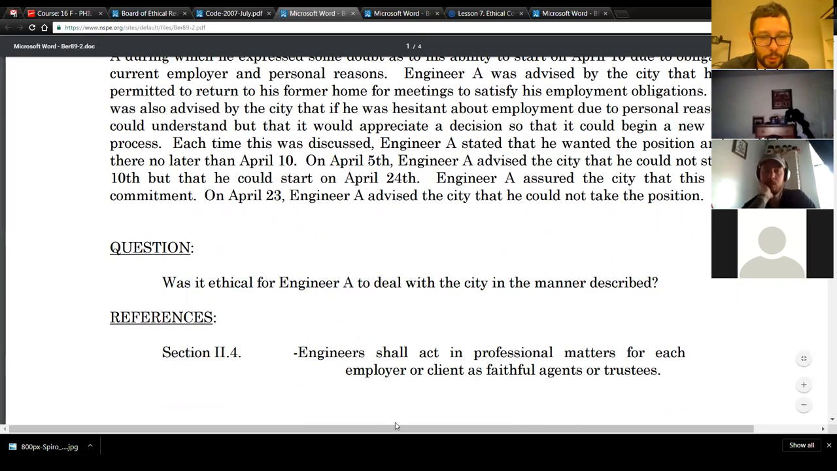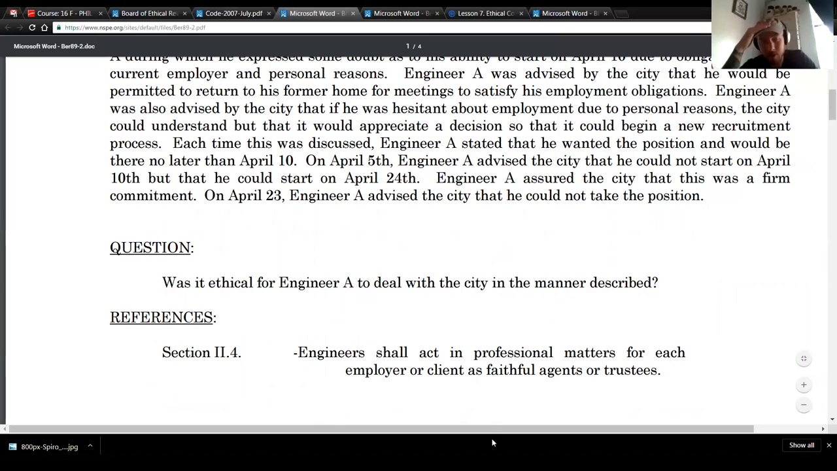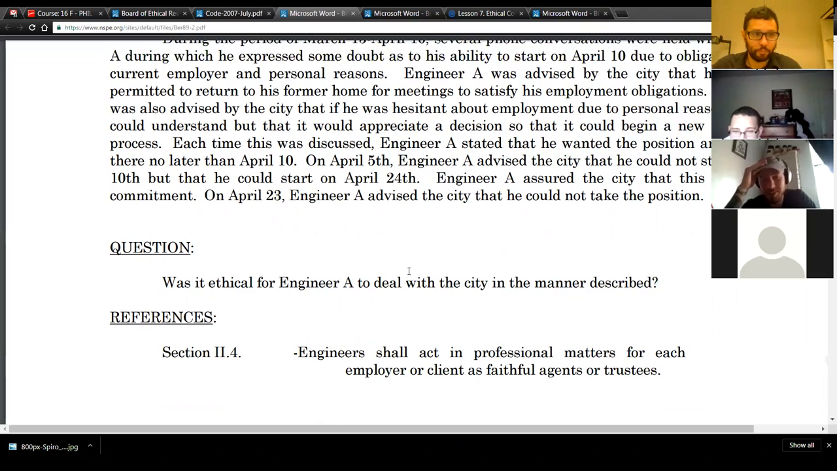Anyone have any comments before we look through the discussion? I mean, absolutely not. That's kind of a jerk thing to do. They were real flexible with him, willing to give him a little bit of flexibility, and he was just waiting on the sidelines for something better to come along.